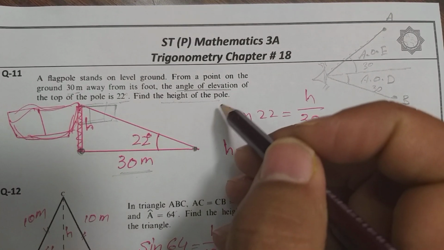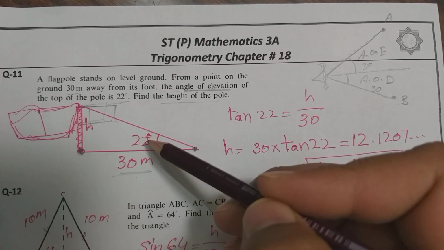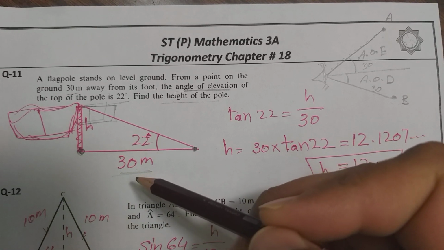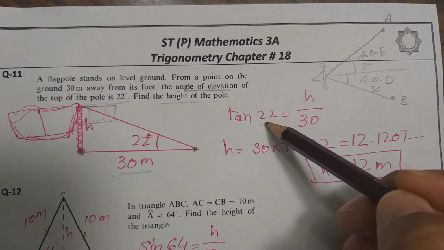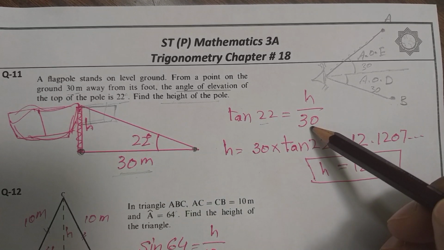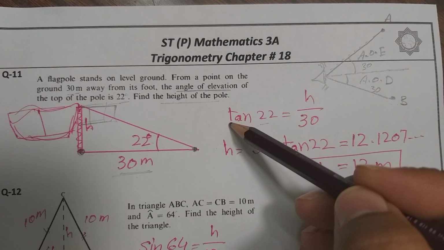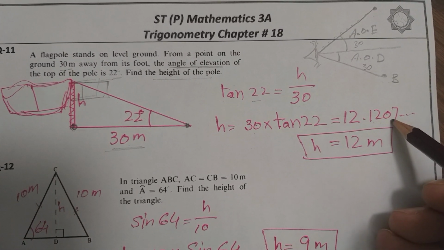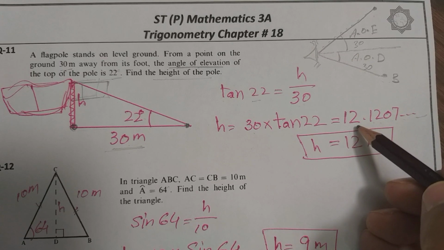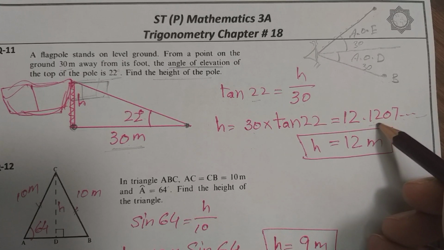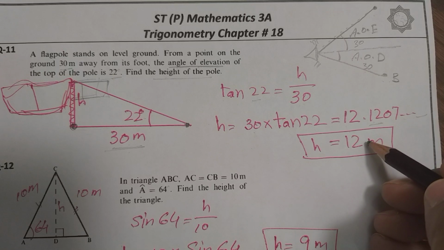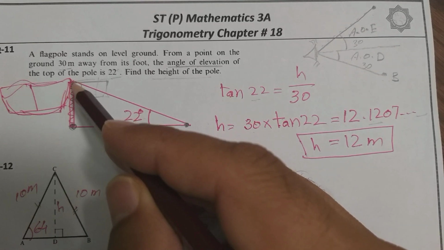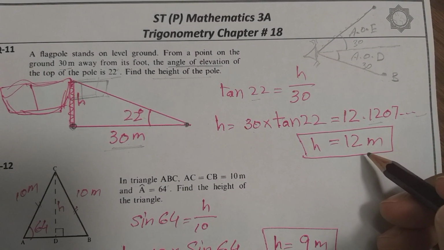So the height of the pole is here. According to the information, this is opposite and this is adjacent. Opposite and adjacent, we know we use tan. So tan of the given angle 22 equals opposite, which is the height, over adjacent, which is 30. Division transferred to the other side becomes multiplication. When you simplify, you find the answer 12.120 and so on. I just take 12 because the part after the decimal is very small. You can go with 12.1 or just leave 12 meters; both are acceptable. So the height of the pole is 12 meters.